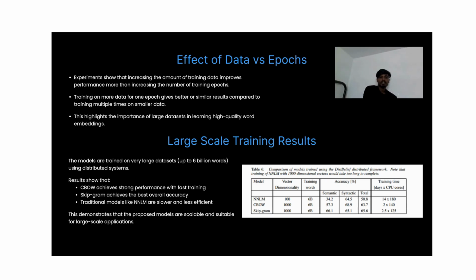CBOW versus skipgram. Now comparing CBOW versus skipgram in terms of speed and accuracy. CBOW is faster, it can be trained in about 1 day, while skipgram takes longer, around 3 days. However, skipgram gives better accuracy, especially for semantic relationships, whereas CBOW, on the other hand, performs well on syntactic tasks. So there is a clear trade-off between speed and accuracy. CBOW is faster while skipgram is more accurate. So overall, word2vec provides an efficient way to learn meaningful word representations, balancing speed and accuracy, and has become a foundation for modern NLP models.